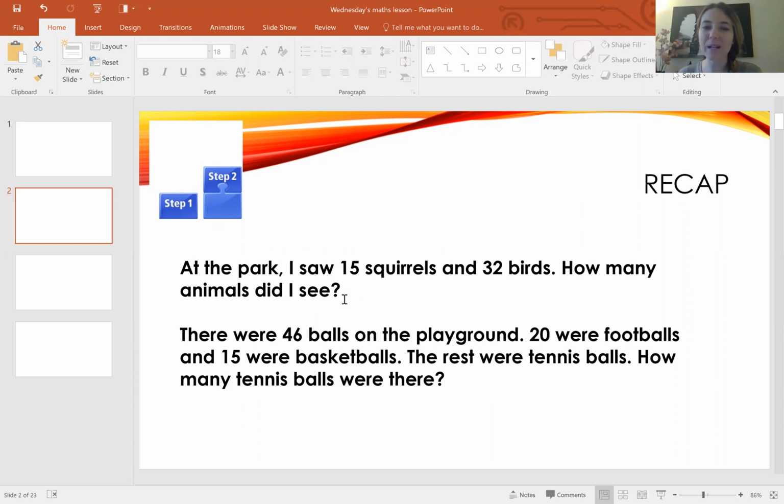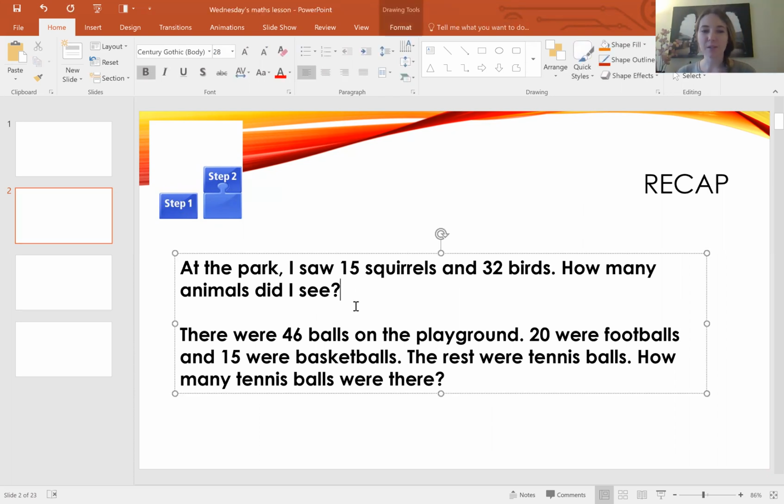Have you done that? Well done. So this one, you might have used a bar model to work out the steps. That's super. So you should have identified that you're putting these two amounts together, 15 squirrels and 32 birds. So if we're going to add those together, we need to add 5 ones and 2 ones, which gives us 7 ones. And then we'll look at our tens, 3 tens and 1 ten equals 4 tens. So there were 47 animals in total.